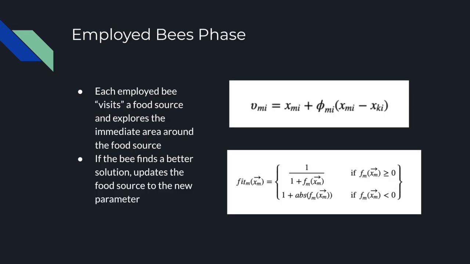In the employed bee phase, each bee visits a different food source. There is one food source per employed bee, and it searches the immediate area around the food source. If it finds a better solution, it updates the current value of the food source to the one it found.